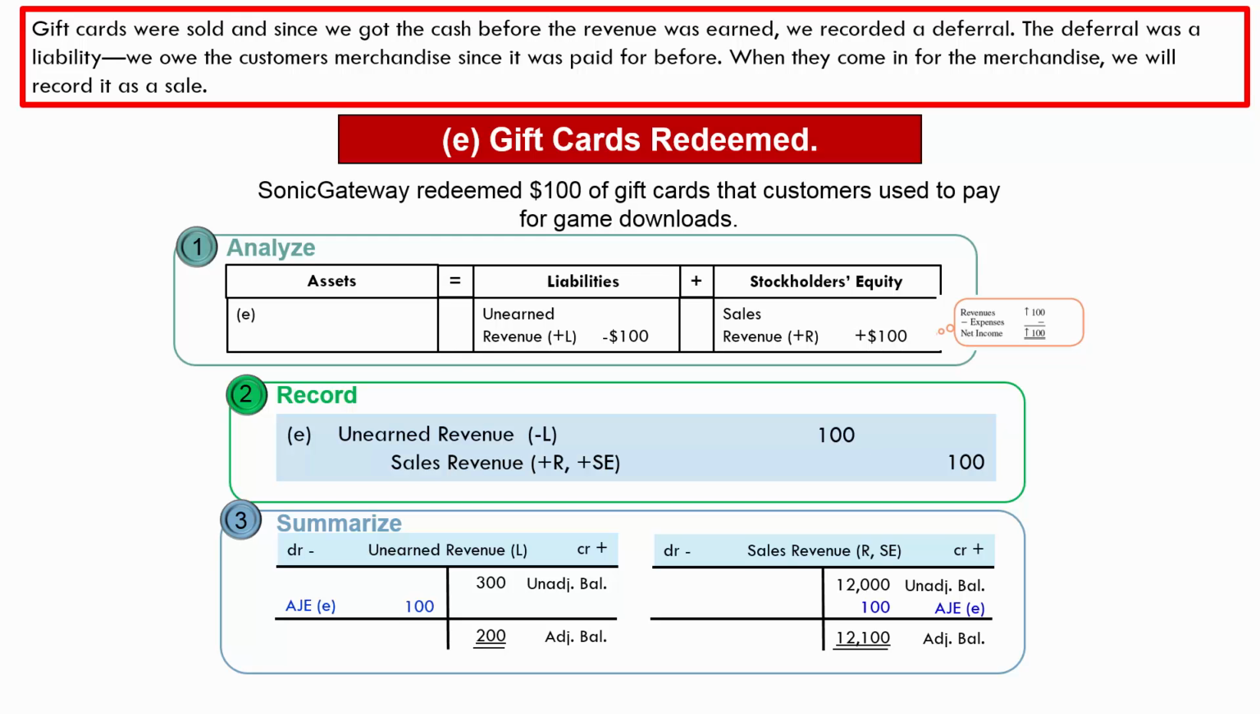So we could expect up to $200 in gift cards being redeemed in the next time periods. That's just what we can expect based on selling $300, $100 being redeemed. That leaves us $200. So when we look at this again, we can see that if we do adjusting journal entries properly, we can look at each individual balance and ask ourselves, does it make sense? And it will make sense.